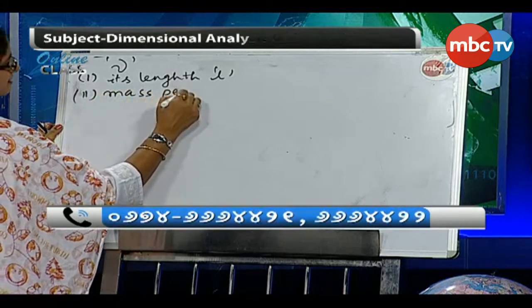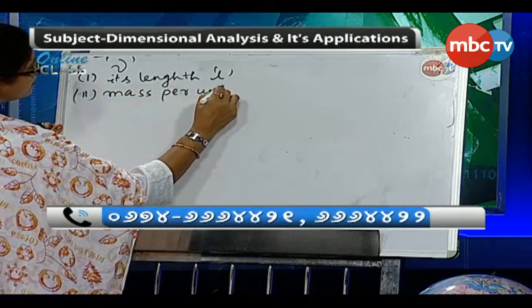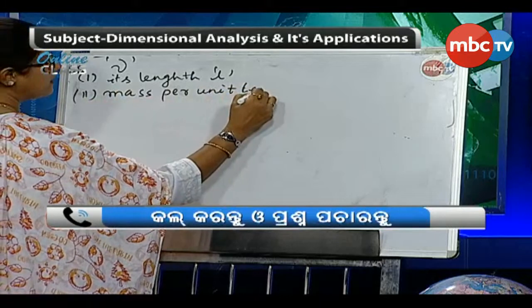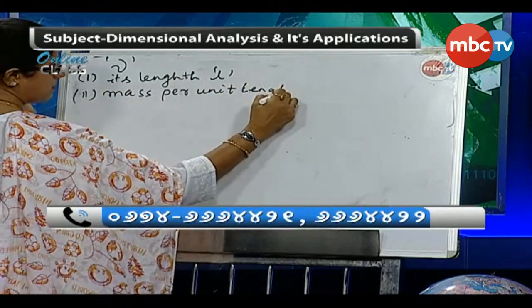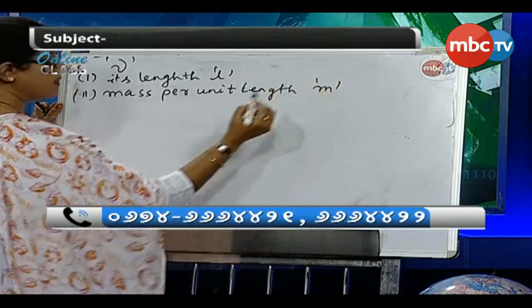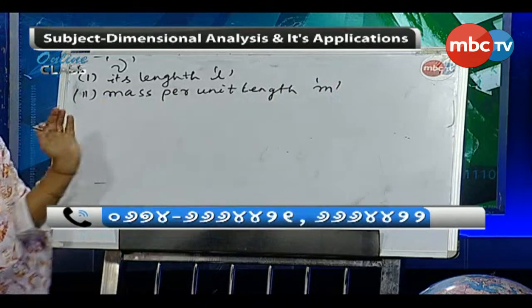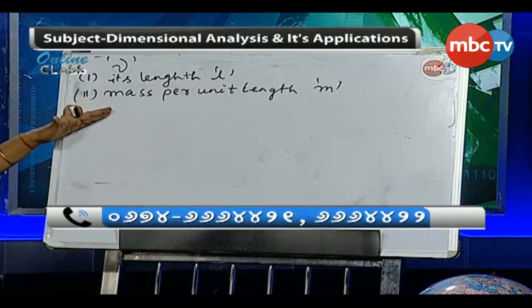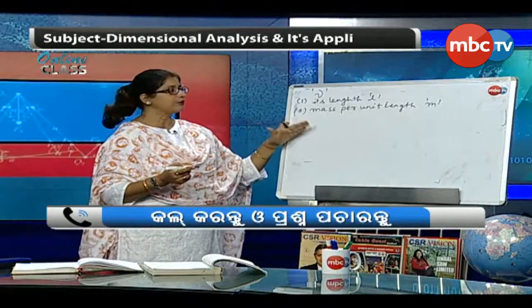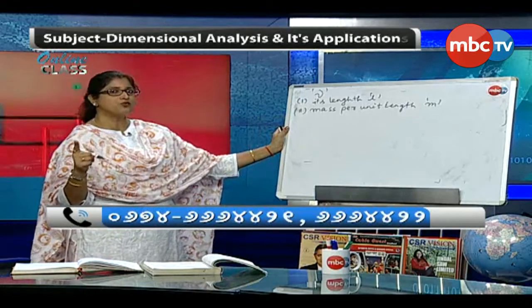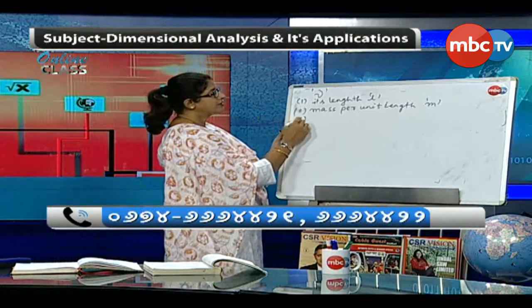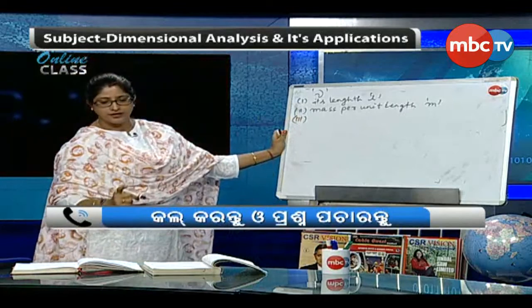Yes, here M is mass per unit length. The notation has been given. We already solved this type of dimensions in yesterday's class, and I also gave you some homework. And the third one, hope you have done it.